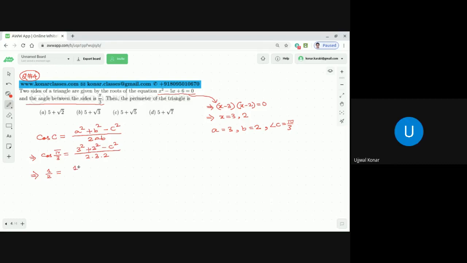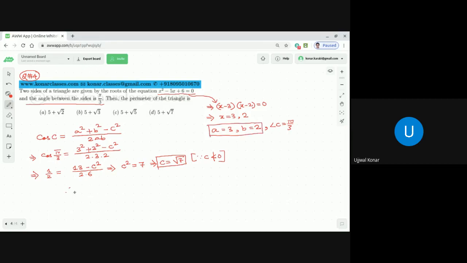I got D is the correct answer, dear students. Absolutely, yes. Divided by 2 into 6, so from here we can cancel 2. So c square becomes 7, and we get c equal to square root of 7. We should not take the negative value since c cannot be less than 0. Hence we cannot take the value as minus root 7. So c is equal to square root of 7, and a and b we already found.